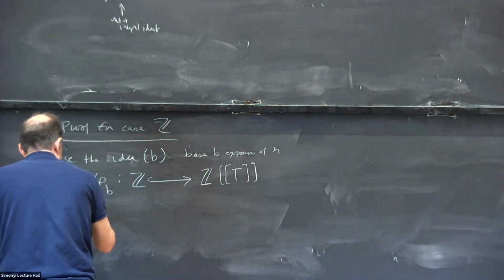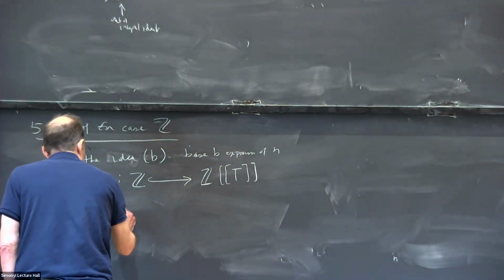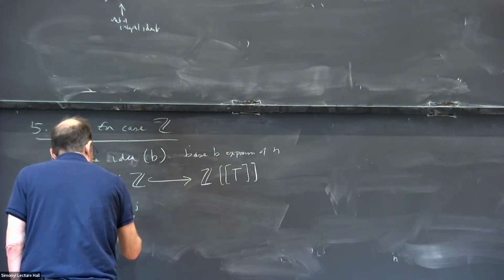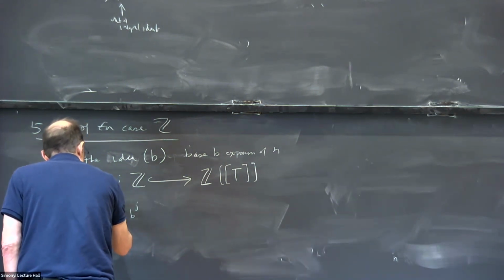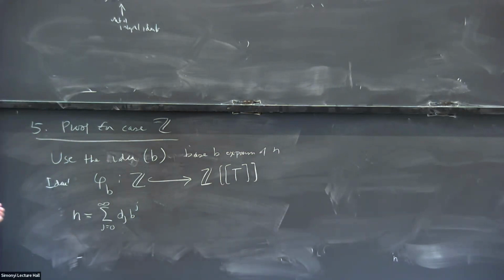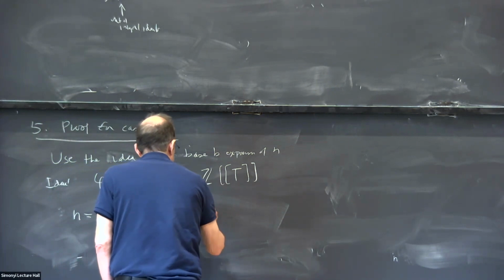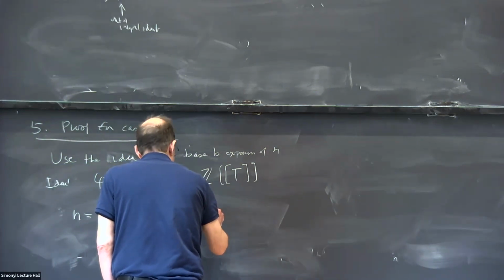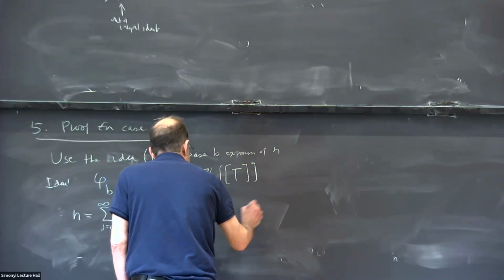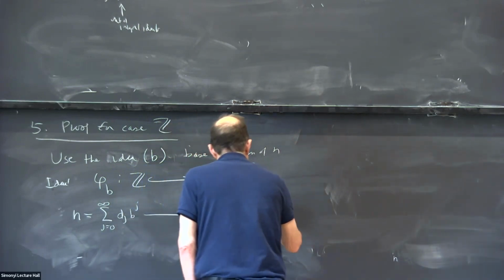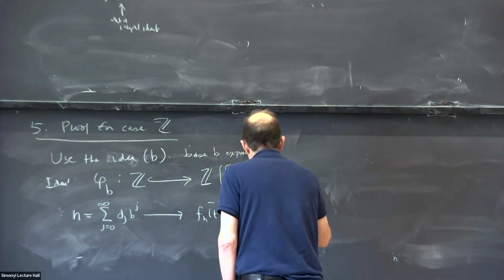So I will have N, and it will have an expansion, the sum of dj B to the j, j equals 0 to infinity, because we have to use the B-adic expansion. So for negative integers, this will be infinite. So we will get a power series, and we will simply map that to the polynomial f sub n of t, which is equal to the summation of the digits dj t to the j.